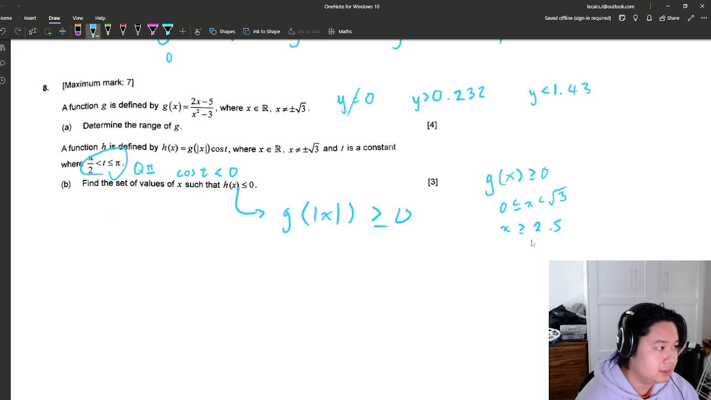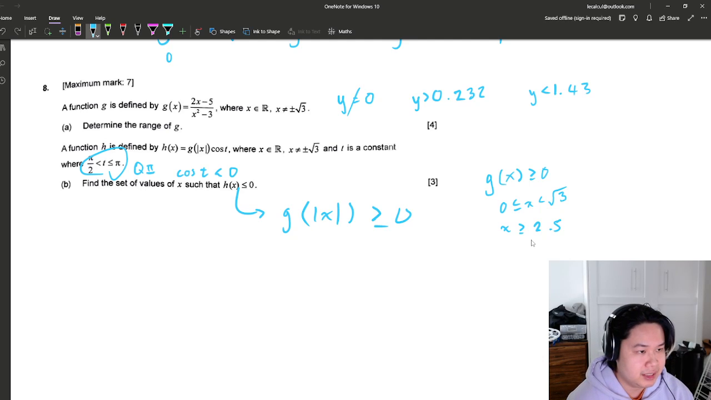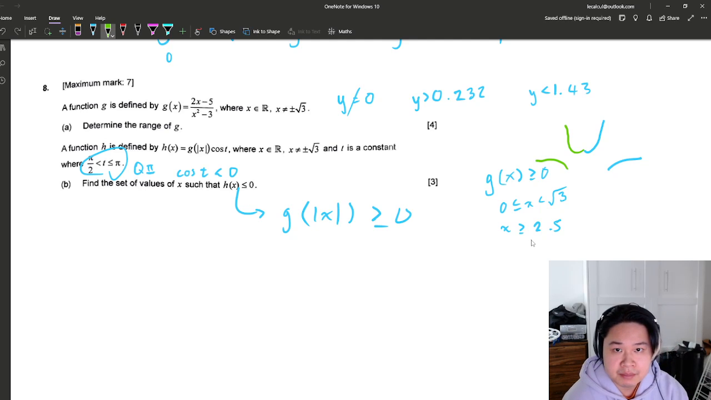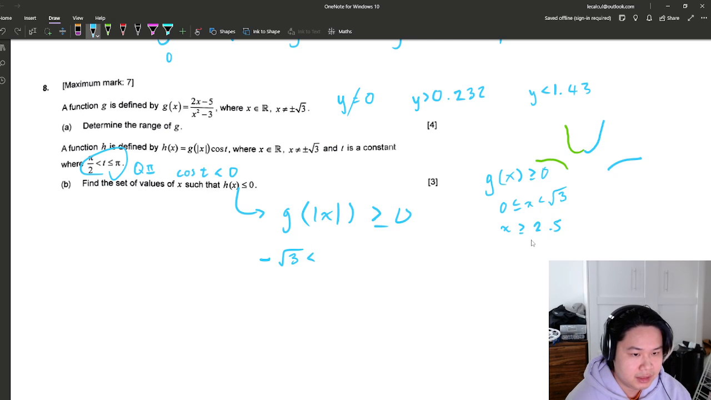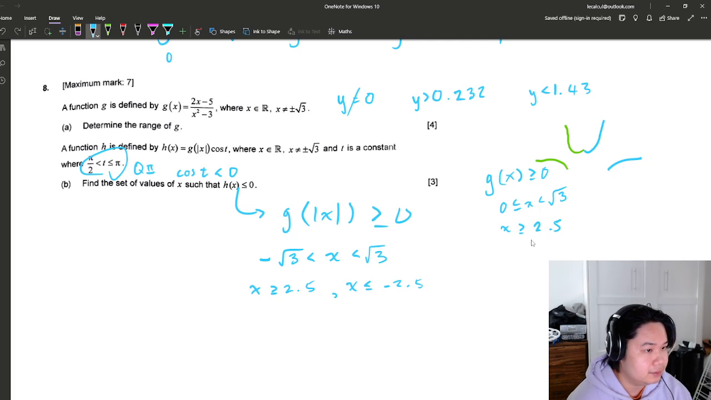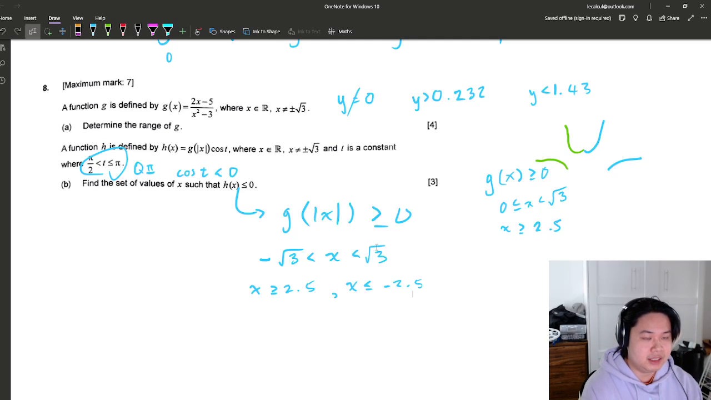But then, so this is what I just drew here, like this, and then that. And then when you take the absolute value, it would be reflected this way, and then that way. So now your intervals change. So it's between negative square root 3 and square root 3, and also now on top of being greater than 2.5, it could also be less than or equal to negative 2.5. So hopefully that makes sense, what I just did.